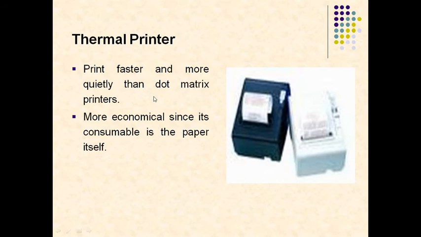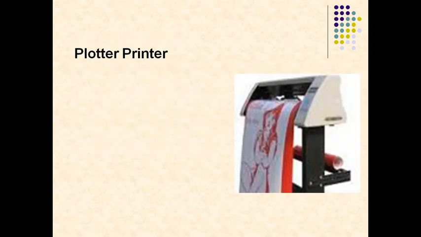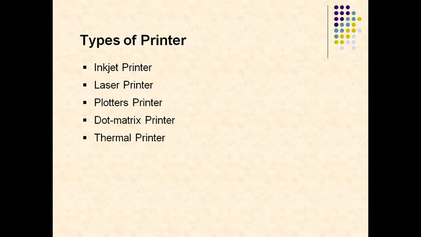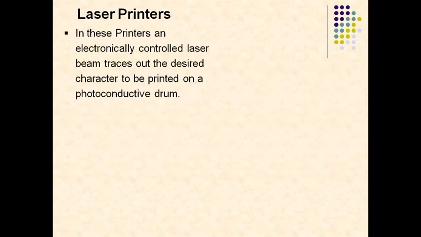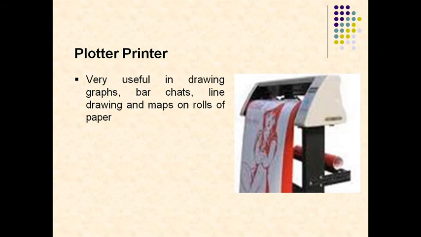They print faster and more quietly than dot matrix printers. More economical since the consumable is the paper itself. Students, it's more economical because the consumable is the paper itself. It is faster than the dot matrix printers. So these are the five types of printers in today's class: inkjet printer, laser printer, plotter printer, dot matrix printer, thermal printer. Now let us proceed to the next topic, generation of computers.